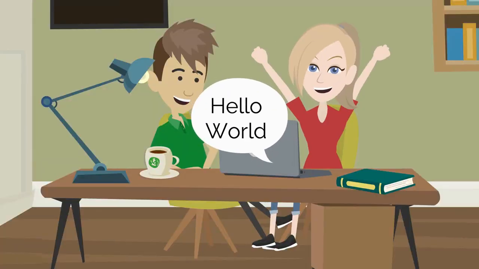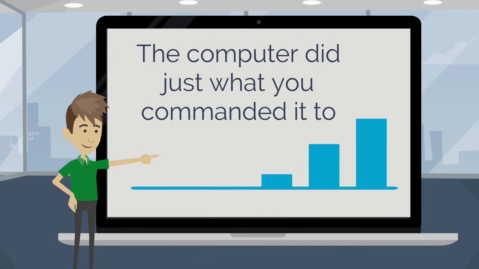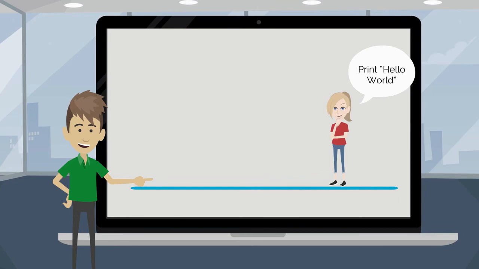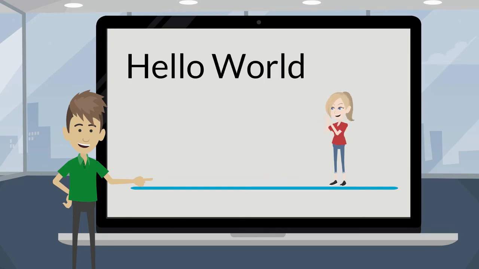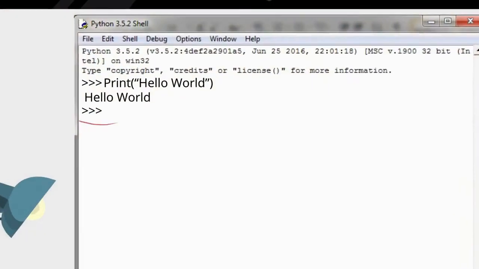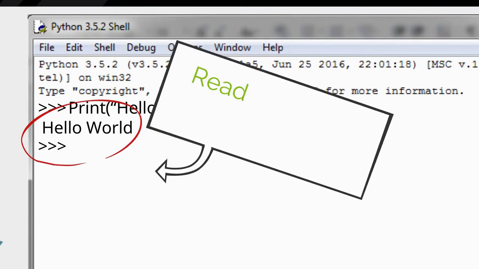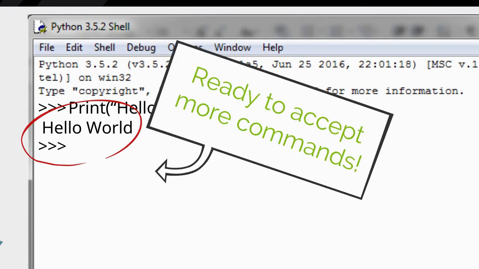Wow, Hello World is displayed. You see, Sophie, the computer just did what you commanded it to. You asked it to print Hello World, and it did. It gave you the result of your command. This result is called the output. Notice that the prompt reappears after giving the output. This is to let you know that the Python shell is ready to accept more commands.